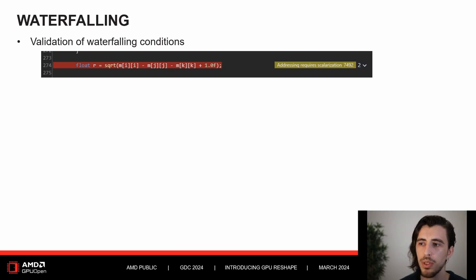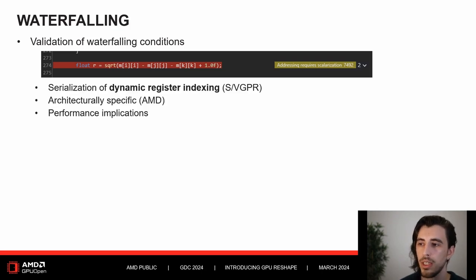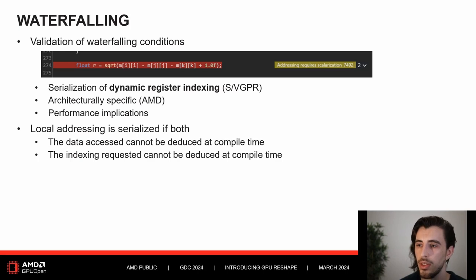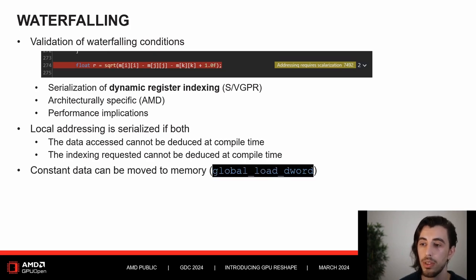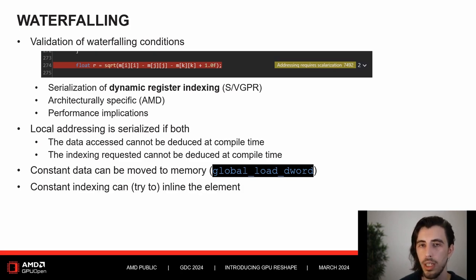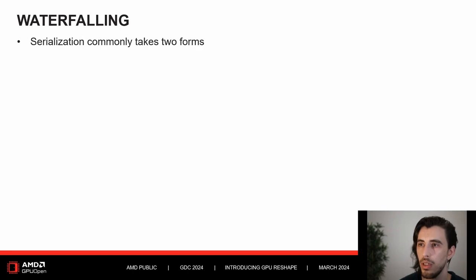But sometimes there's hardware particularities, and one of these is called waterfalling. Thing is that dynamic register indexing of both S and VGPRs must be serialized. This has vast performance implications. Typically, if neither the data access, such as an array, nor the indexing into said data can be deduced at compile time, we need to serialize this addressing. If the data is constant, we can move it to global memory. If the indexing is constant, we can try to inline the element.